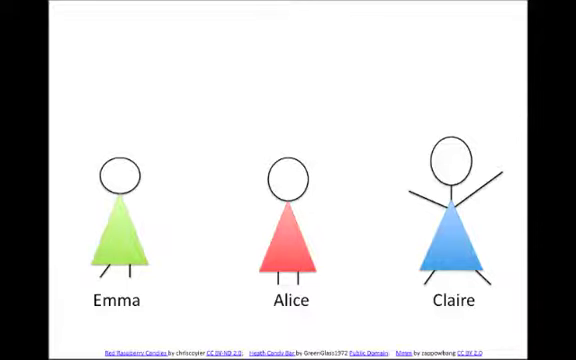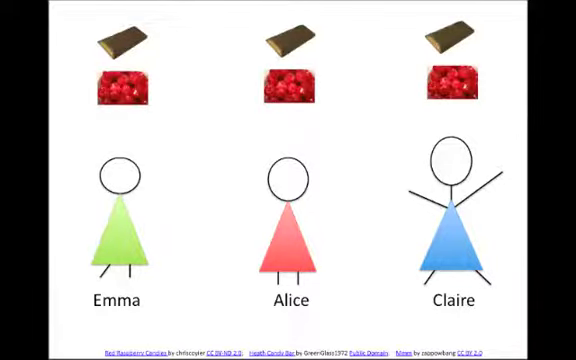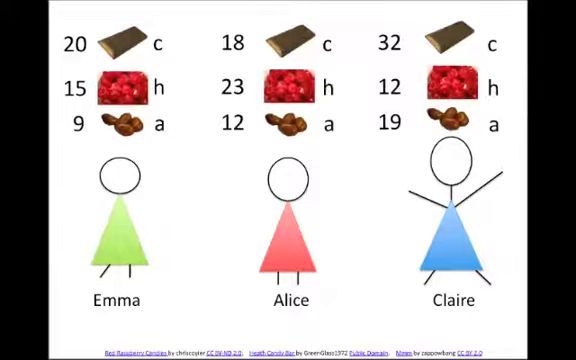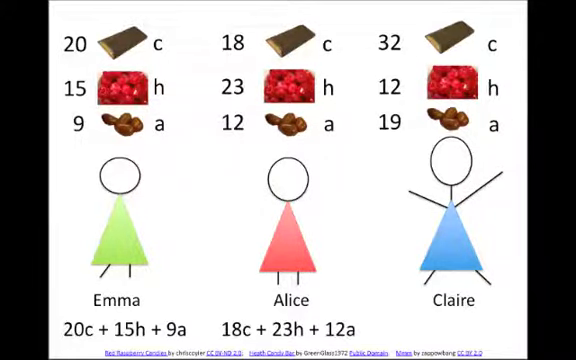They organize their candy into chocolate, hard candy, and caramels. Emma counts all her pieces, Alice counts hers, and Claire counts hers. They want to find their totals for each category, but drawing pictures of candy would be a pain, so they use C for chocolates, H for hard candies, and A for caramels. So Emma's stash looks like this: 20C plus 15H plus 9A. Alice's looks like this, and Claire's looks like this.